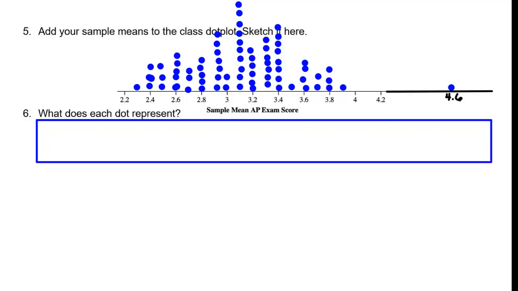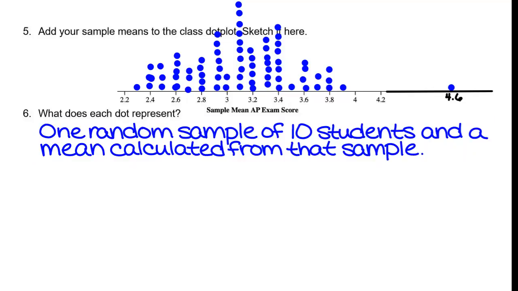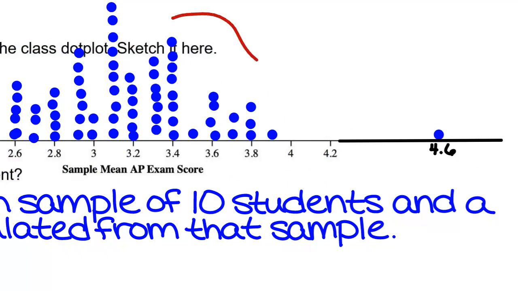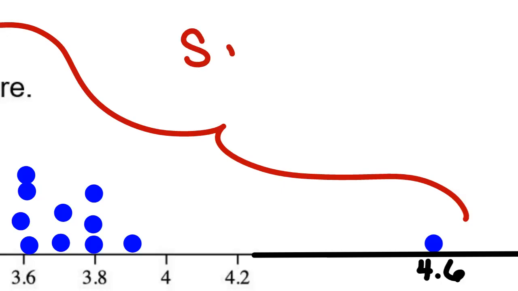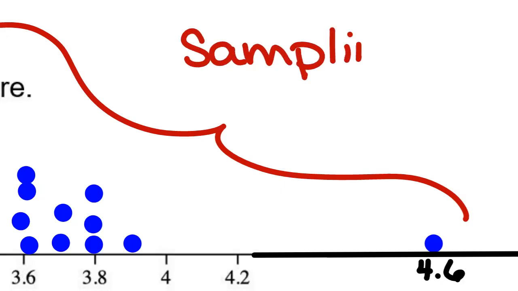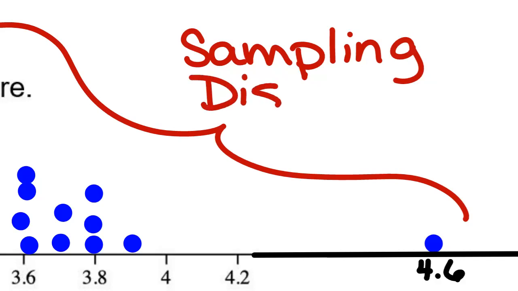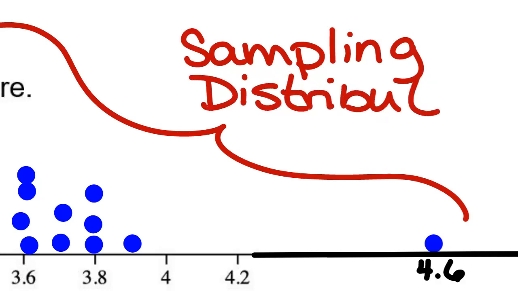What does each one of those dots represent? Is it a proportion this time? It is the mean of a sample of 10 randomly selected students, yes. 1 random sample of 10 students and a mean calculated from that sample. This is the sampling distribution of x-bar.